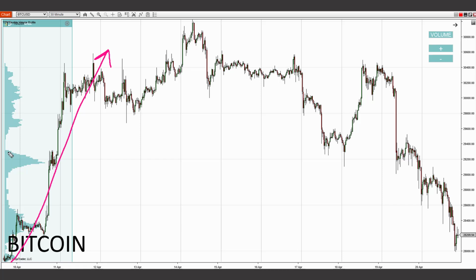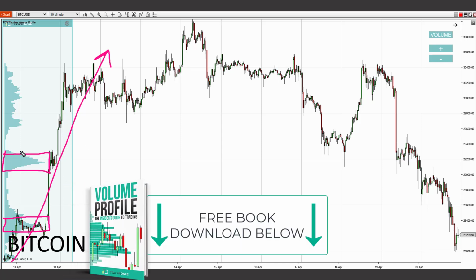I call those volume clusters. There's one in here, another one in here, and those are zones where big players were active, adding to their long positions. So what you do is you wait for pullbacks to those heavy volume zones and hope that those big traders will be defending those heavy volume zones, which appear to be very important for them.